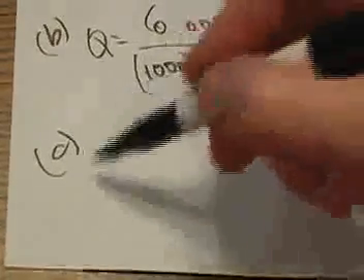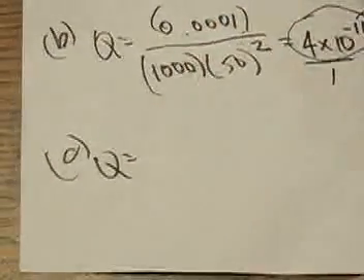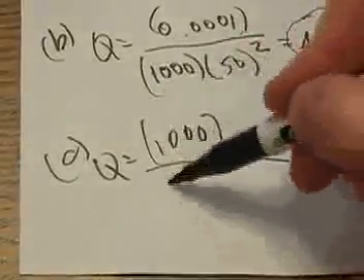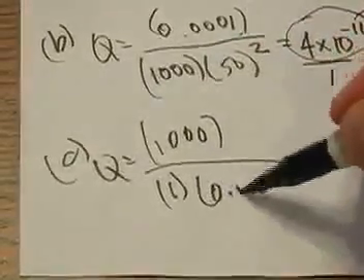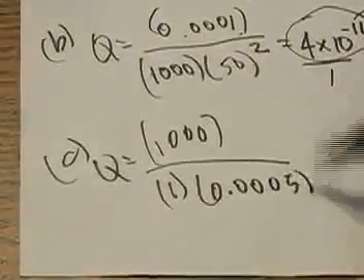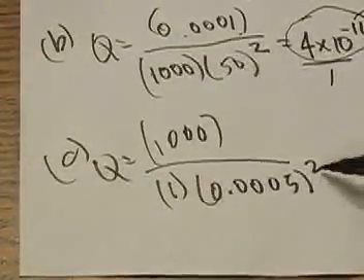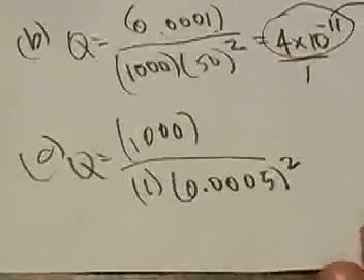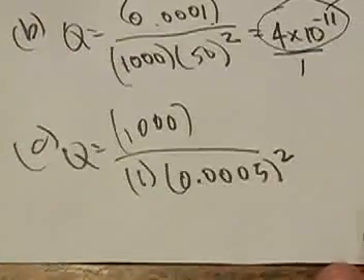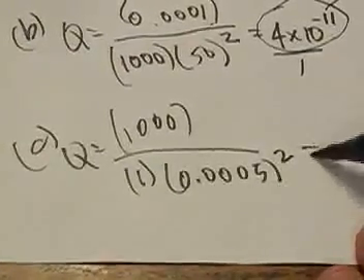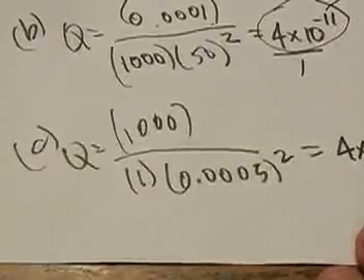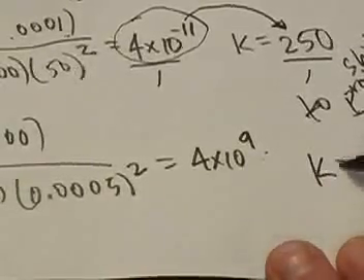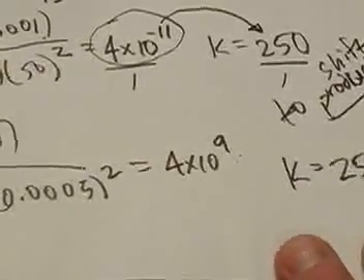And in letter C, we find Q by taking C, which is 1,000, and dividing it by the reactants, which are 1 and 0.0005, and squaring that, because remember there's a 2 in front of the B right up here, and so it's got to be a power of 2. So 1,000 divided by 0.0005 squared turns out to be a really big number now, 4 times 10 to the 9th. Now we compare this number to K, and K, remember, is equal to 250.